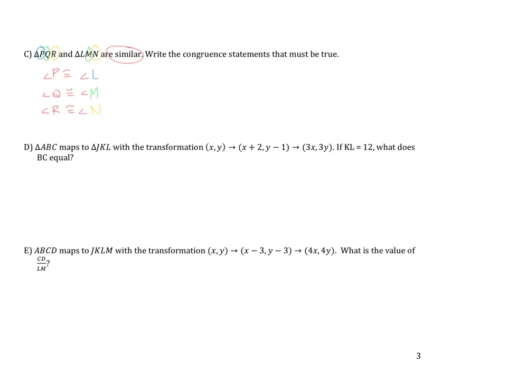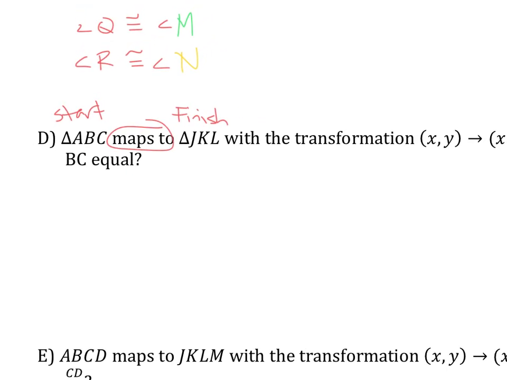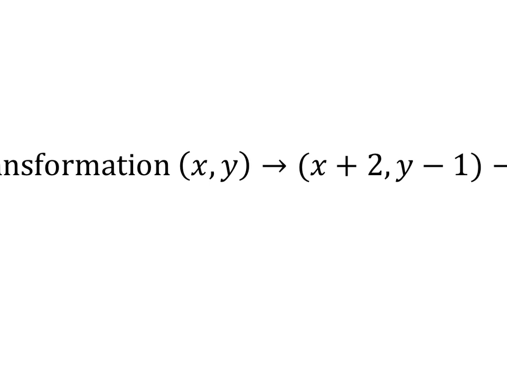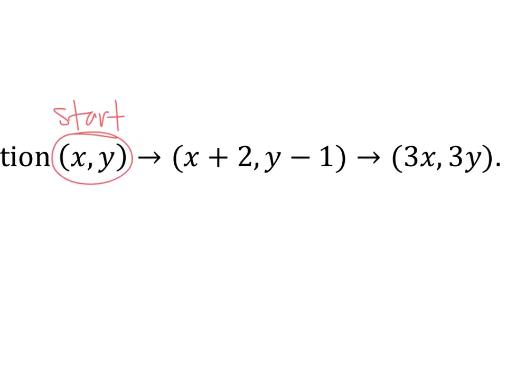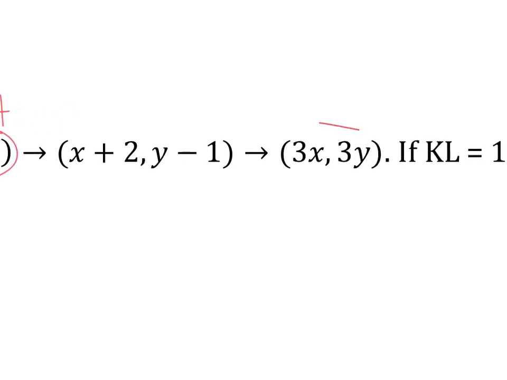Now, letter D, this is a different mapping problem. It says ABC maps to JKL. So again, there's that mapping to. This is going to be our start. This is going to be our finish or our end point. That's where we're going to end up. And it says, I want to start with XY. And then it says we're going to jump to X plus 2 and Y minus 1. And then ultimately end up at 3X and 3Y.